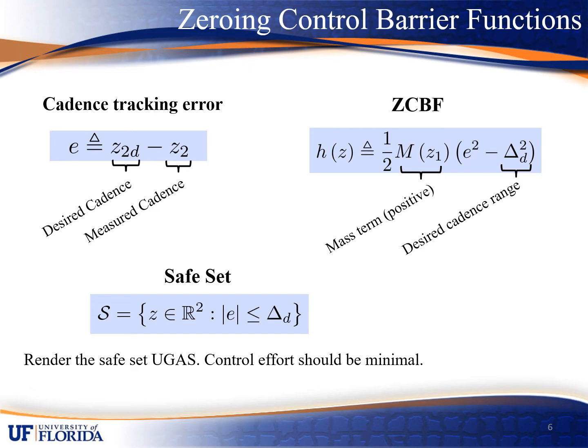So this barrier function H encodes this safe set S, and the control objective is now to render the set S asymptotically stable. And as a reminder, the control effort should be minimal so that the electric motor is inactive when the tracking error is small, i.e. the tracking error is not near the boundary of the safe set. And as a note, we include the mass term M in the barrier function H in order to compensate for some problematic terms in the dynamics.